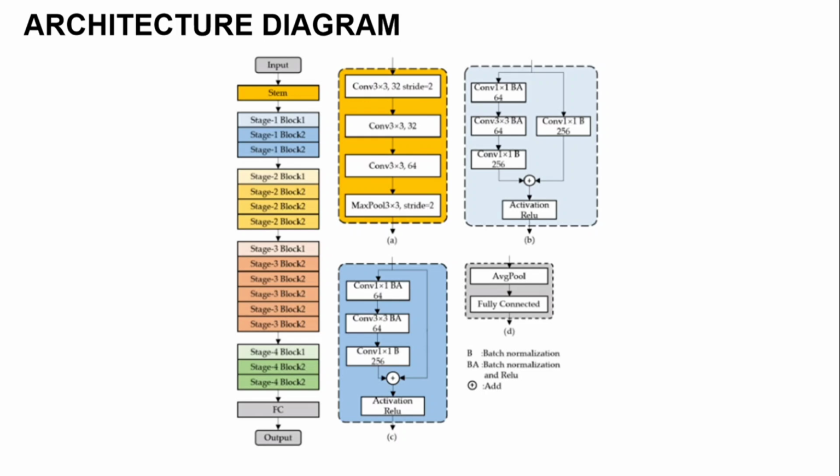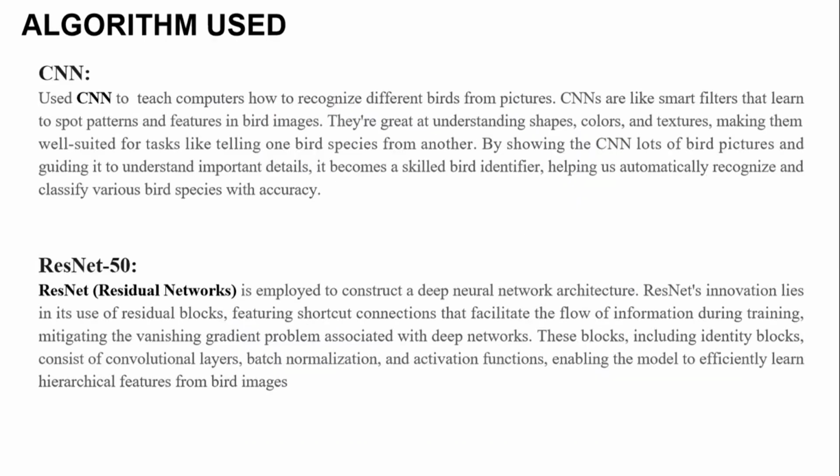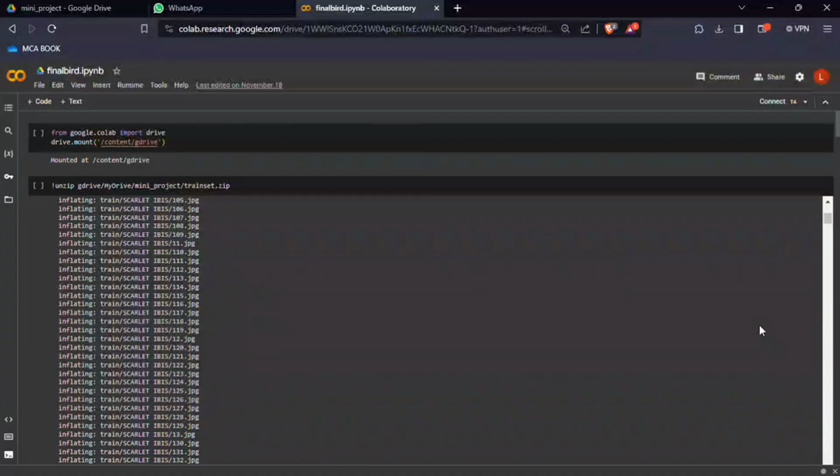The ResNet is employed to construct a deep neural network architecture. The innovation of the ResNet lies in the use of residual blocks featuring shortcut connections that facilitate how the information flows during the training. These blocks include the identity block, convolutional block and ResNet block, enabling the model to efficiently learn features from the bird's images.